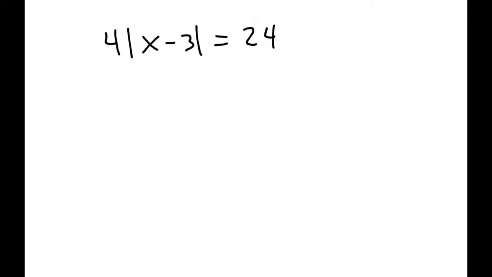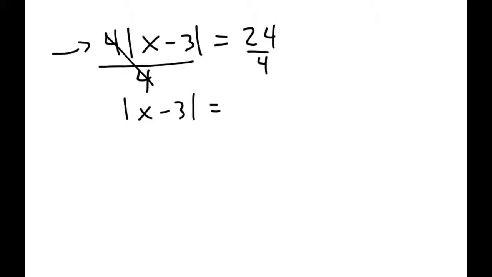Alright, next one. Same kind of problem, except I have a number outside of the absolute value symbol, and we want to take care of that first. So it's 4 times the absolute value of x minus 3. Inverse operations tell us to divide. That cancels. Absolute value of x minus 3 equals 24 divided by 4, which is 6. Now I can break it up into my two parts. Remember, I don't do that until I get rid of everything outside of that absolute value symbol.